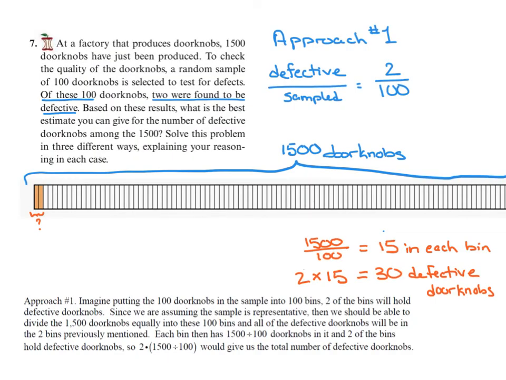The first approach I took was to look at it as though I have this strip that has 100 spots, and of those, 2 of them are defective. If I take this ratio and look at it for 1,500 doorknobs, I have 1,500 doorknobs split between 100 bins, which means there would be 15 in each bin. Seeing that 2 of my bins are in orange to represent the defective ones, 2 bins with 15 in each would give me 30 defective doorknobs.